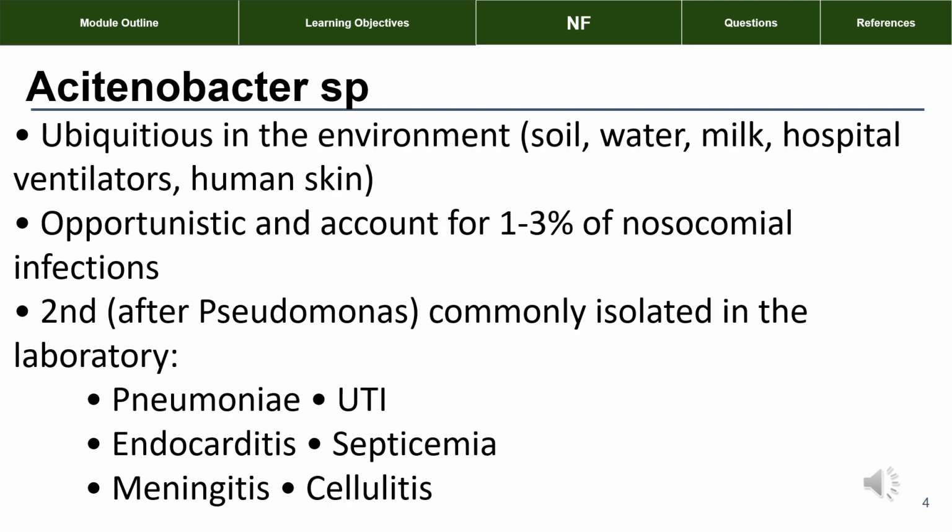Generally, your Acinetobacter species is ubiquitous in the environment, seen in soil, water, milk, hospital ventilators, and in the human skin. So they are opportunistic and they account for 1 to 3% of nosocomial infections. Again, what are nosocomial infections? These are infections that are caused because of a compromised host. Second, after Pseudomonas, they are commonly isolated in the laboratory. So you can see them in pneumonia, in your endocarditis, in meningitis, cellulitis, septicemia, and in UTI.